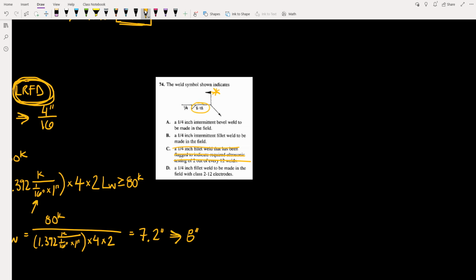Next we have these numbers, which indicate the length of the weld and the spacing, 12 inches on center. So we can scan our answers again, and we can see that we can eliminate D, because these two numbers have nothing to do with the type of electrodes.